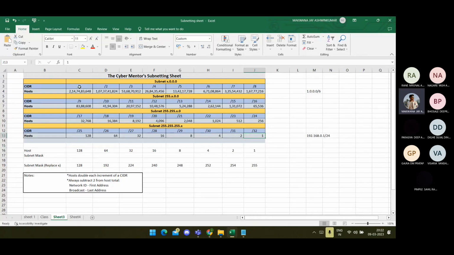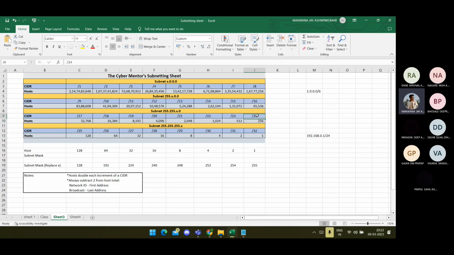What this table is about, this is the CIDR value, that is /1, 2, 3, 4, and it's going till 8 bits. Then again it's coming down, then again it's going till 8 bits, then again 24 and 32. So these are the 4 octets of an IP address: 1, 2, 3, 4. Depending upon the CIDR, the number of hosts is changing, right?